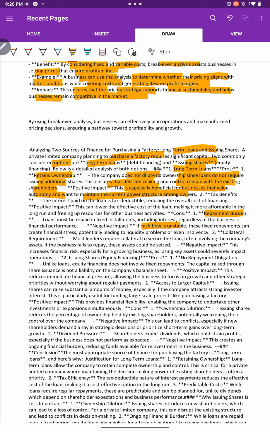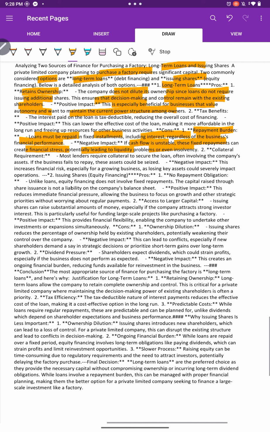However, there's a repayment burden because a loan must be repaid in fixed installments including the interest, regardless of the business's financial performance. If the cash flow is unstable, these fixed payments can create financial stress, potentially leading to liquidity problems or even insolvency.